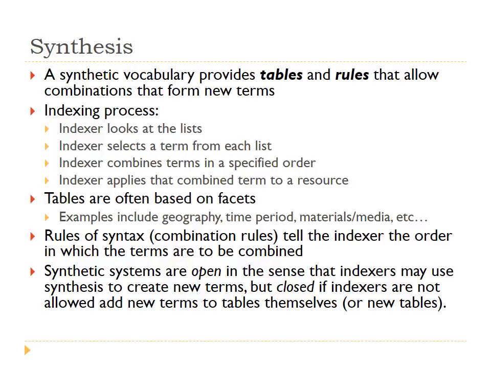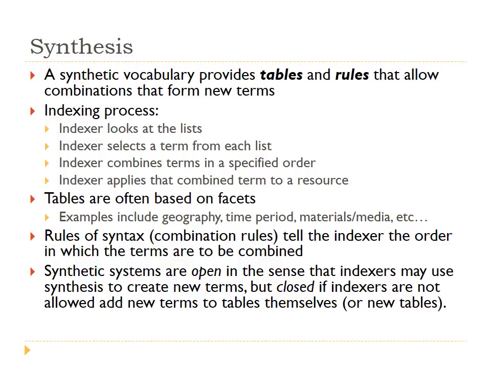So in this type of process, you look at your resource, you do your subject analysis, you look at the multiple lists, you usually select a term from each list. Then as the indexer, you combine those terms in a specific order that's been prescribed by these rules, and then you record that combined term in your bibliographic record or your database or however else you are representing your resources.